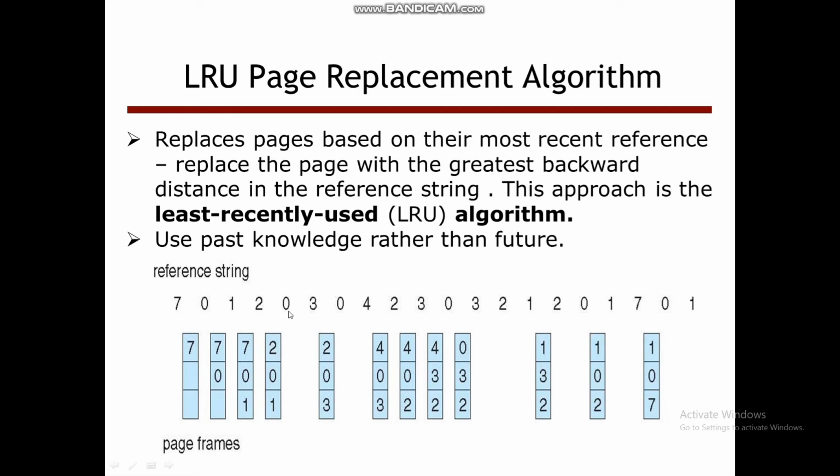Then next is fetching for 0. 0 is present, so there is no page fault and no replacement needed. And then next fetching is 3 and 3 is not present here. So we need a replacement. Then how does it choose? It considers the recently used pages. The recently used pages are 0, 2 and 1. So 0 and 2 are kept there and 1 is a little far behind. So 1 is replaced with 3.